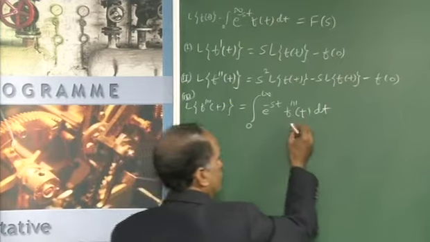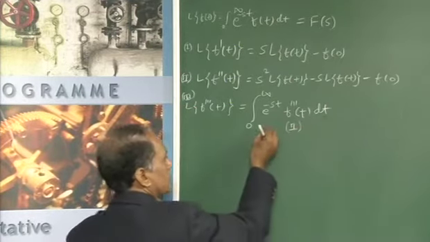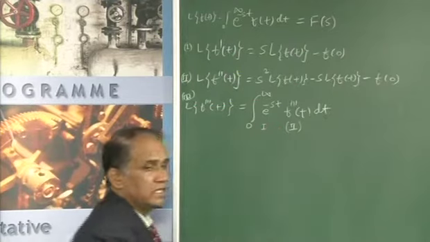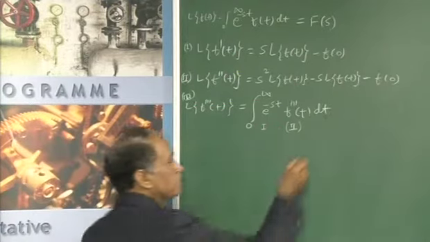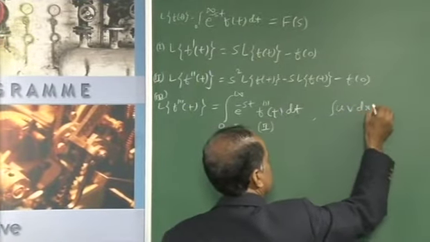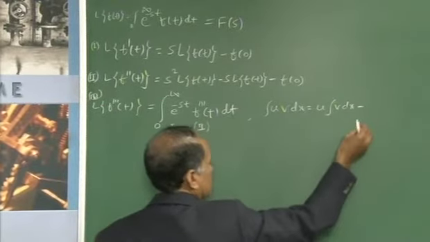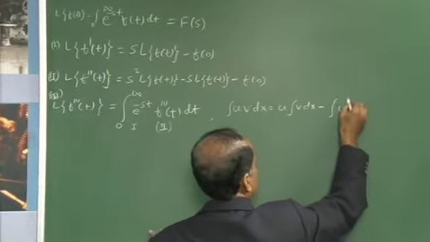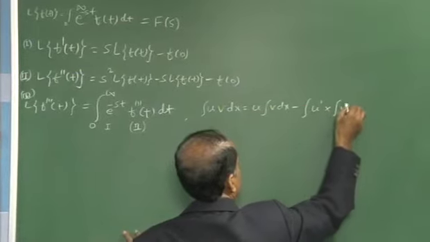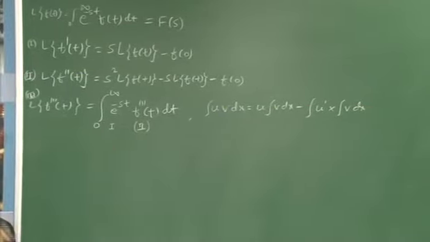That product rule will be: this is to be selected as the second function in the product rule, and this is the first term. Once again you have to recall that the integral of uv dx is equal to u times the integral of v dx minus the integral of the differential of the first function into the integral of the second function. That is integration by parts for one time.